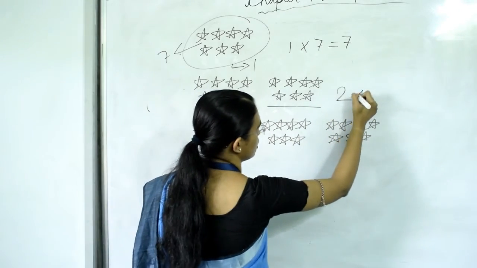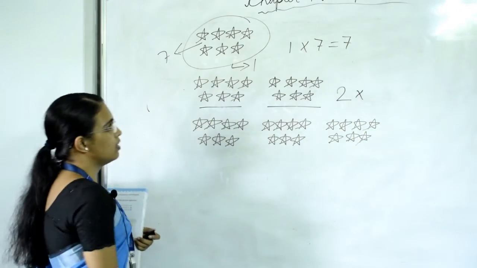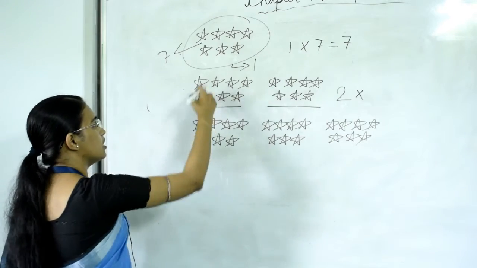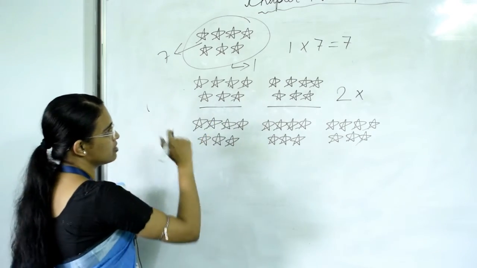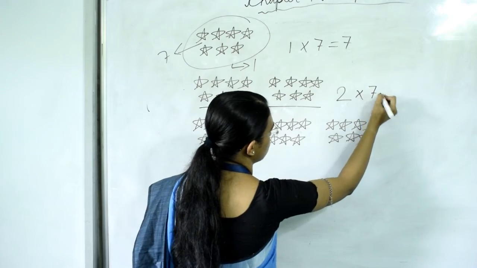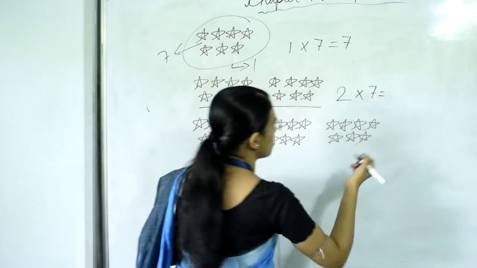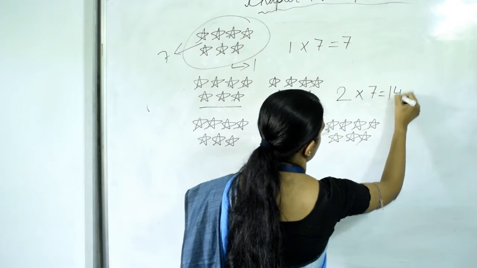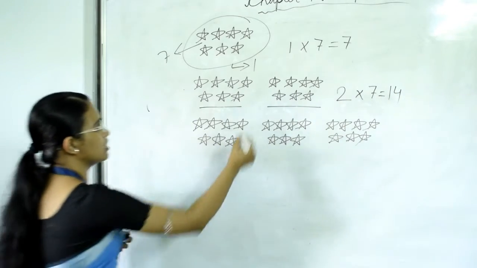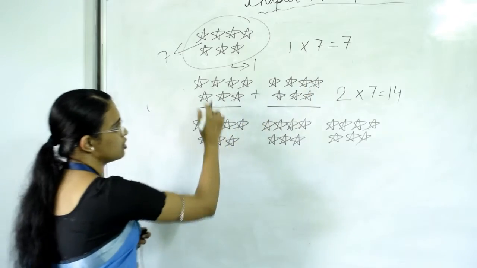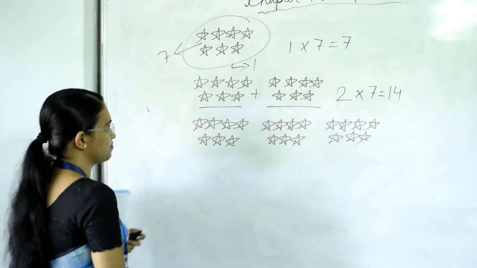Then we are doing multiplication, that's why we put this symbol. Then in each group how many stars? 7 stars. So we have to write here 7. So 2 into 7, 2 7s are 14. Okay, so when you add all these stars, you will get the answer 14.